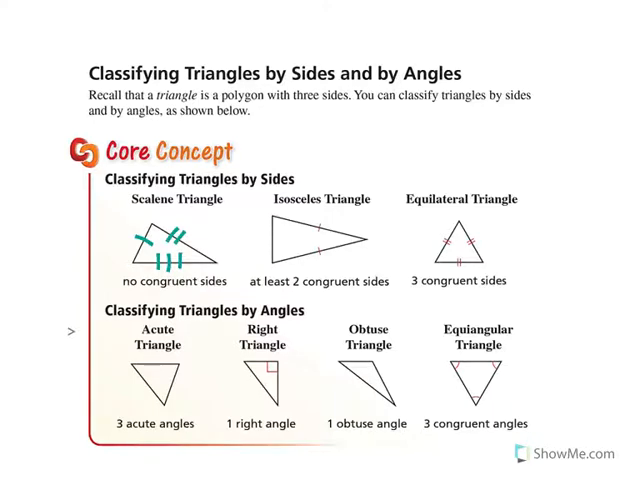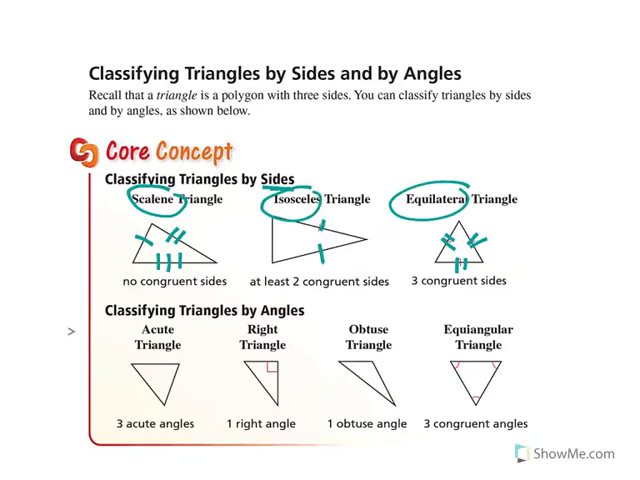Then we have isosceles triangles. Isosceles have 2 sides that are the same length. And so as you can see here, we have 1 tick mark, so we know those sides are exactly the same. And then we have equilaterals where all 3 sides are congruent. So if we mark them, all 3 sides have the same amount of tick marks, so all 3 sides are the same exact length. So when I'm asked to classify by sides, I should be giving one of these answers: scalene, isosceles, or equilateral.